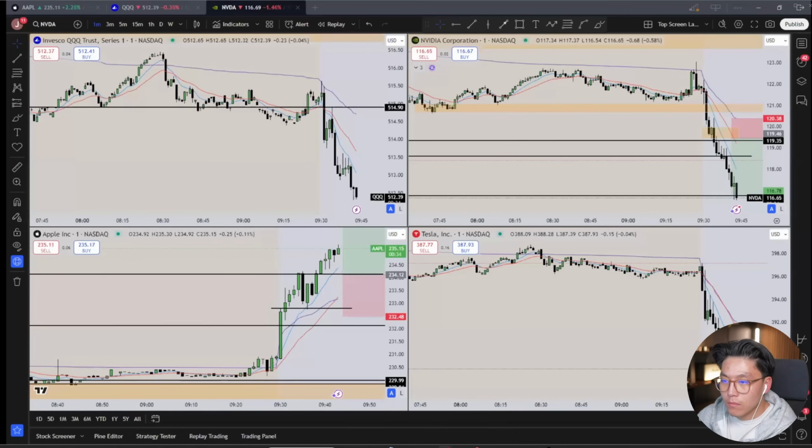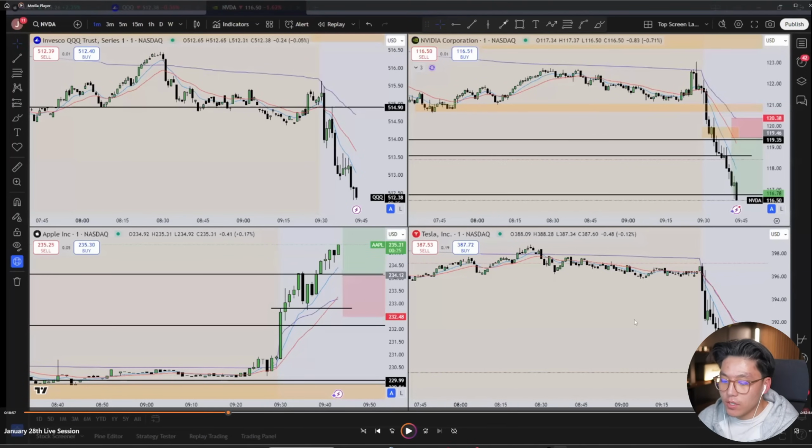As for Apple, you can see this one continue to show some strength. 5-minute plus this 1-minute order block, 234.12 is going to be the key level there to keep an eye on. So as you can see right there, I just talked about Apple's key level being your 234, 5-minute opening range in combination with your 1-minute order block as well.